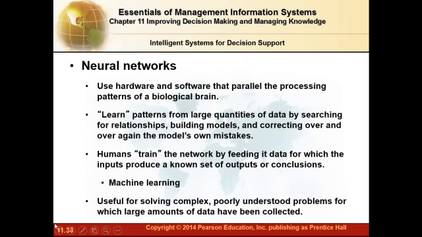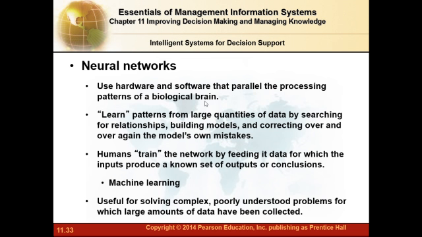Okay, next, neural network. So this is the fourth intelligent technique. It uses hardware and software that parallel the processing patterns of the biological brain. So this type of knowledge system is as close to emulating the human ability to learn as we have been able to come.